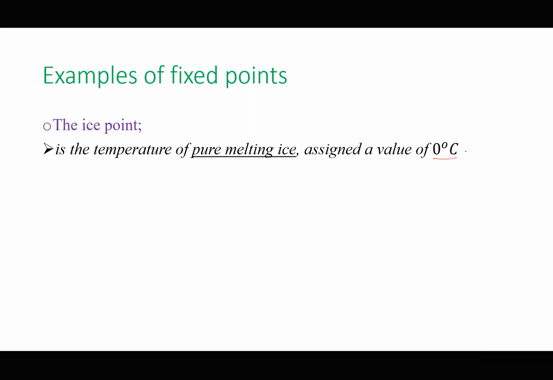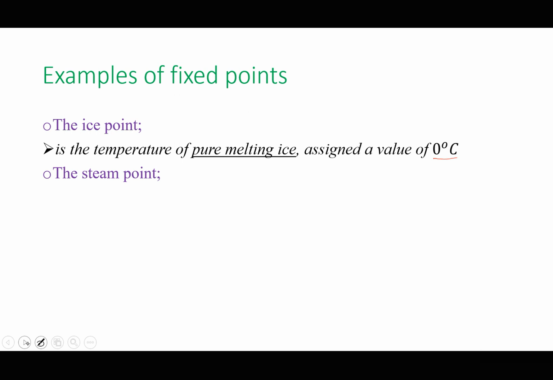I know some people will think about the ice point as that point where ice melts. But the temperature of pure melting ice is 0 degrees Celsius. Normally, when ice is not melting, it is at a temperature far less than 0 degrees Celsius. It could even be as low as negative 10 degrees Celsius. Number 2, we have the steam point.